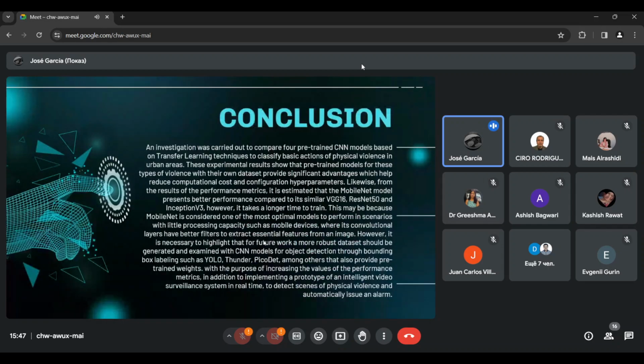In conclusion, an investigation was carried out to compare pre-trained CNN models based on transfer learning techniques to classify basic actions of physical violence in urban areas. These experimental results show that pre-trained models for these types of violence with their own dataset provide a significant advantage, which helps reduce computational costs and hyperparameter configuration. Likewise, from the performance metrics, the MobileNet model presents better performance compared with its similar models VGG16, ResNet50, and InceptionV3. However, it requires a longer time to train.